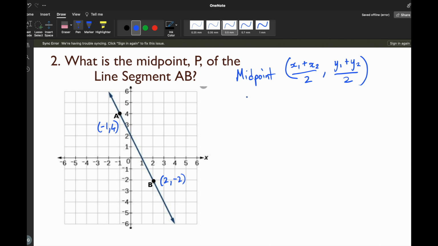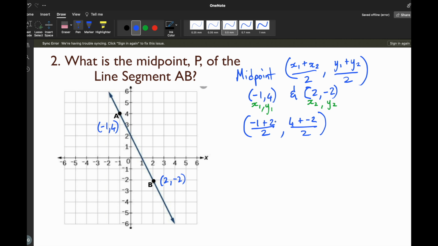So now that we have these 2 points, (negative 1, 4) and (2, negative 2), I have to label these first. That's the first thing I need to do. So this one is going to be x1, y1. Then here is going to be x2, y2. So then I could say x1 plus x2 to get this part of the formula. So negative 1 plus 2 divided by 2, comma, and then I'm going to have y1, which is 4, plus negative 2 over 2. Now I can work this out.